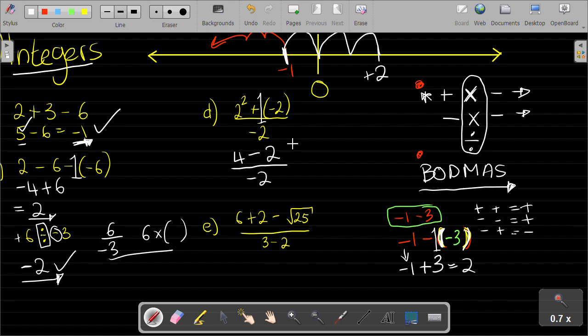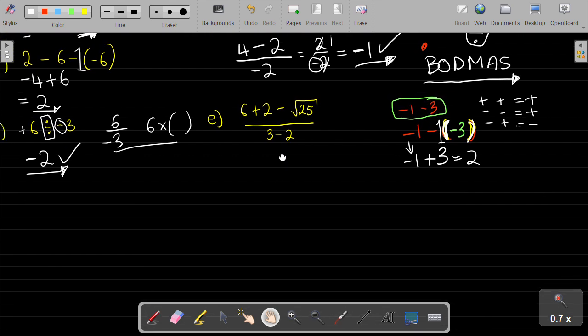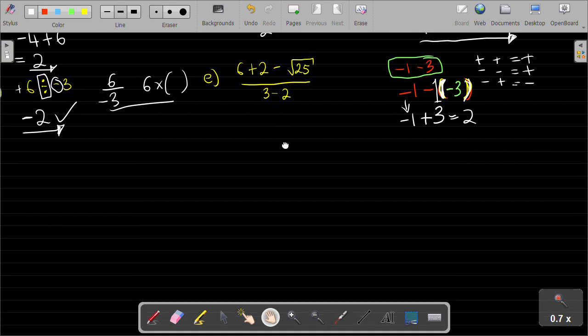So let's first simplify the top. So 4 minus 2 is 2 over negative 2. So what's 2 divided by 2? It's 1. However, there was a negative sign here, so it should be negative 1 as my final answer. Okay. All right, and then the last one before I move on.